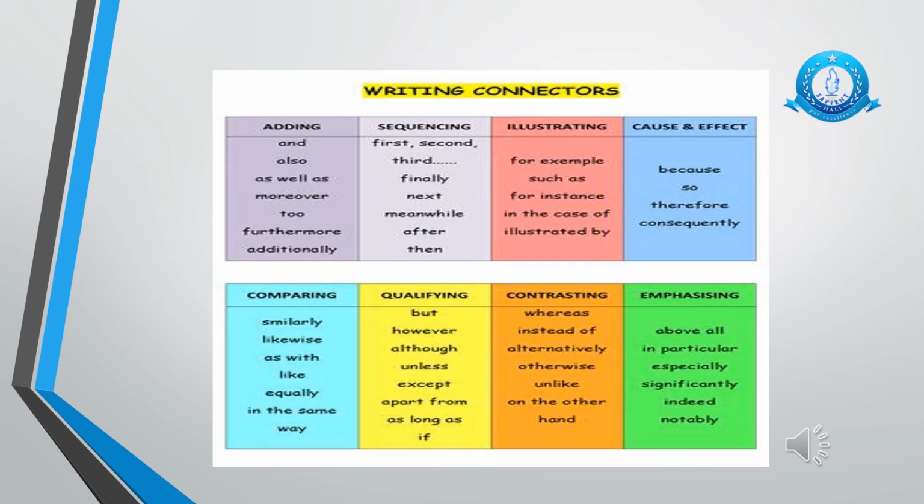Here are different types of connectors. Connectors for adding: she is a beautiful and a pretty girl. Connectors of sequencing: I did my work and then went out to play. Connectors for illustrating: I like all fruits such as mango, pear, and banana. Then we have connectors to show cause and effect. I wasn't feeling well, therefore did not go to school. Then we have connectors of comparing. She is tall like her sister.